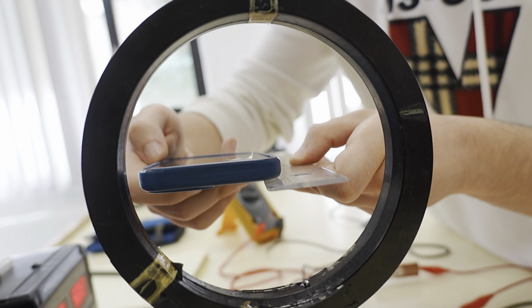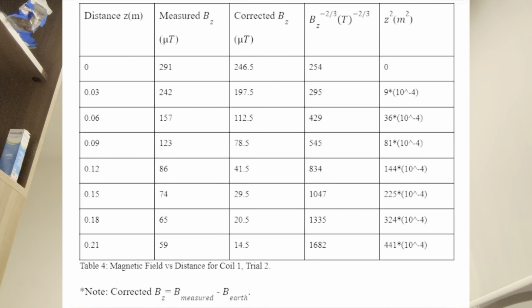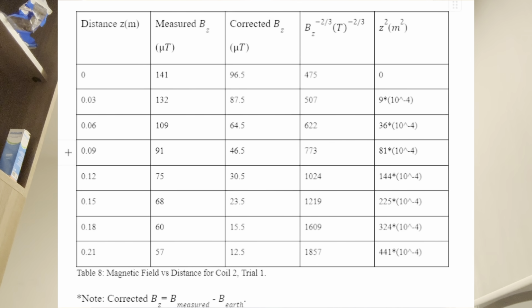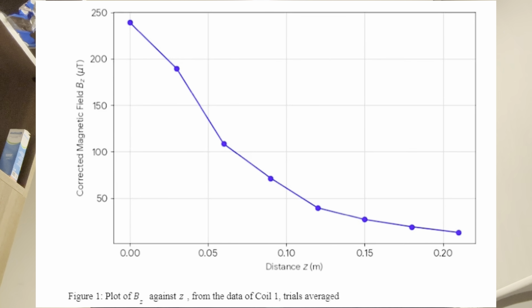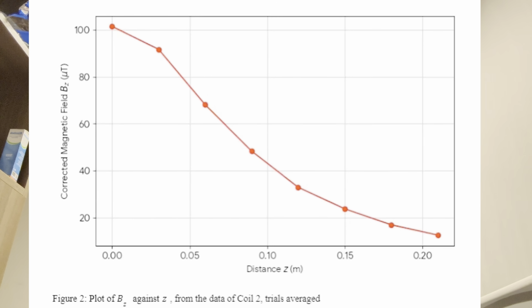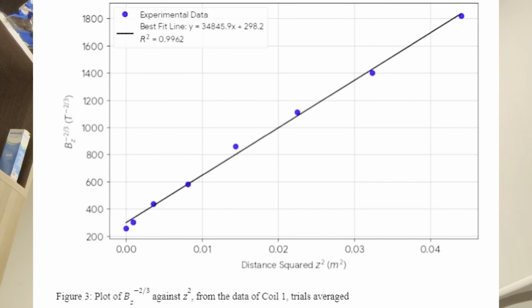Now moving on to the results. You can see the measurements of our magnetic fields and their respective data. After we were done with the measurements, we calculated the error percentage. Here are some graphs generated with Python to better visualize our results from this experiment.